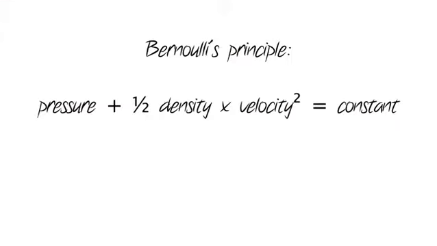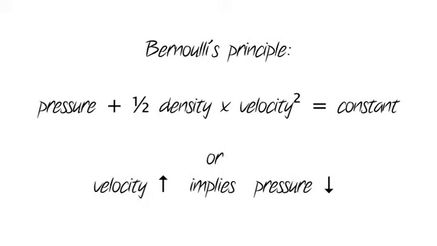Drag and lift are complicated forces and lots of things affect them. Properties of the glider, such as the shape of its wings, properties of the air, such as its density, and properties of the motion, such as the angle of attack. One way to understand lift is by considering the Bernoulli effect. Bernoulli's principle is a statement of conservation of energy and states that the pressure plus half the density times the velocity squared is constant. In other words, if velocity goes up, the pressure goes down.